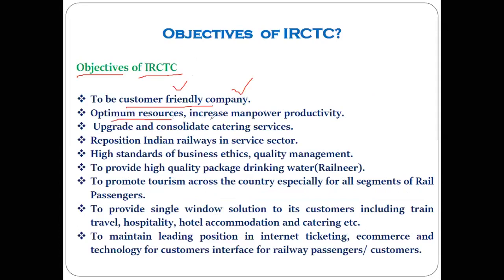By utilizing the optimum resources, increase the manpower productivity. Means getting as much work as possible done from whatever people are available in the resources. People, railways, and whatever things related with the services of the railway, everything comes under optimum resources. Utilizing the available resources to get the most work done is the meaning of optimum resources. That was one of the objectives when the IRCTC was established. Then upgrading the services like the catering services, that point we have discussed.